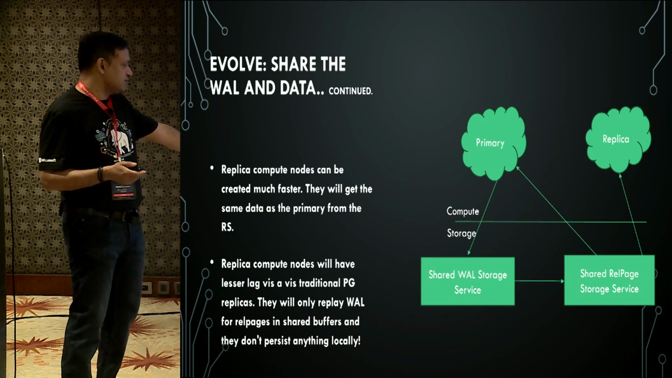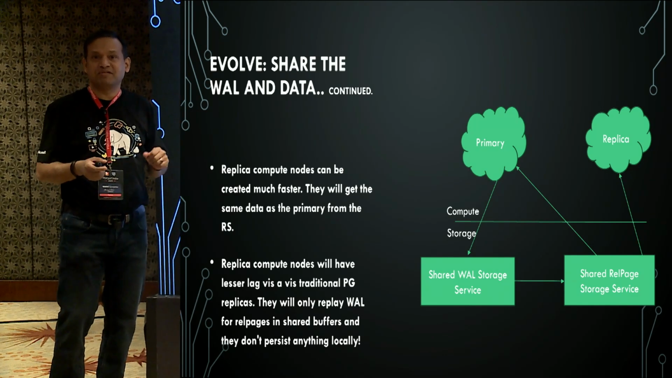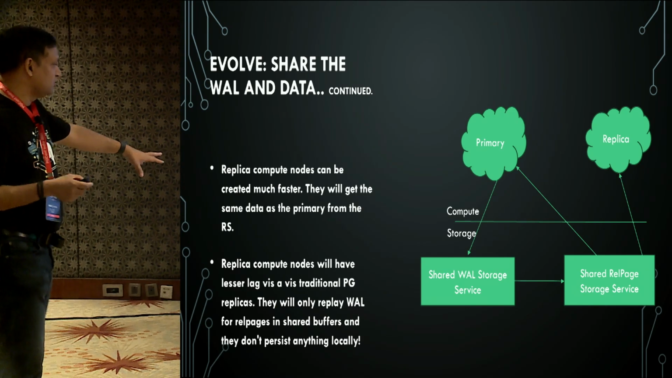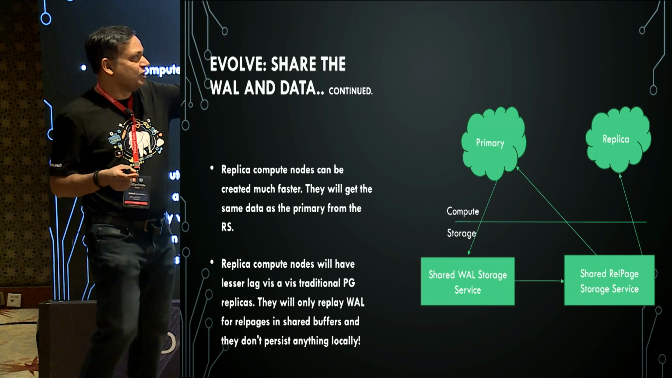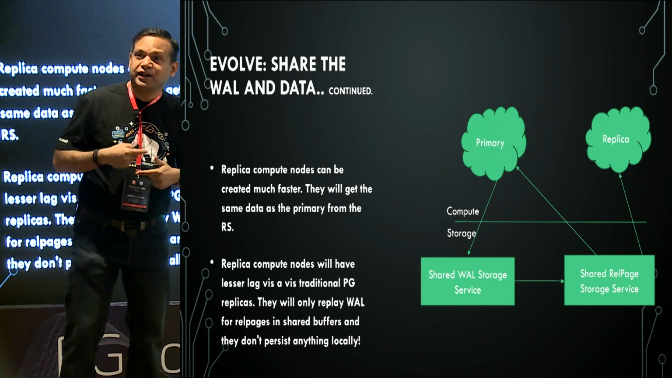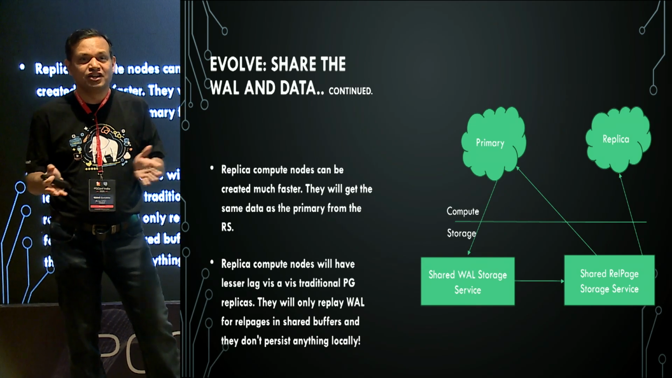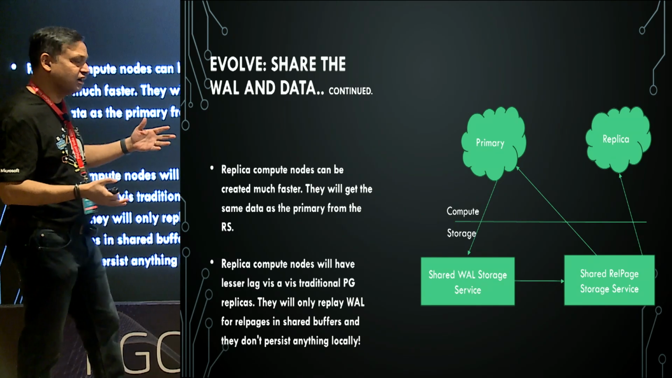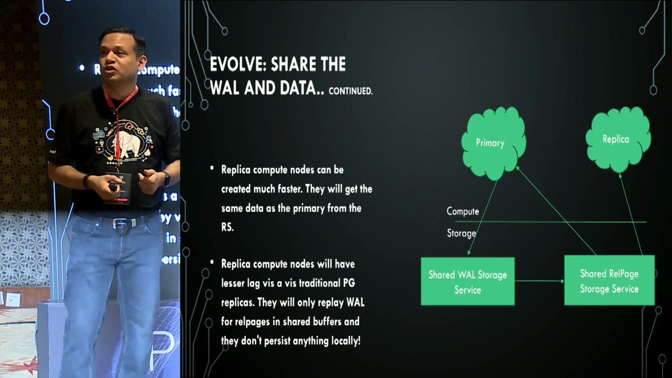So this also means that there will typically be lesser lag compared to traditional Postgres deployments, because the replica node just needs to replay the WAL for the pages that are in its shared buffers. It doesn't need to create a local copy now. So that again is a big win, and because of this, the replicas will typically stay up to date with the primary.